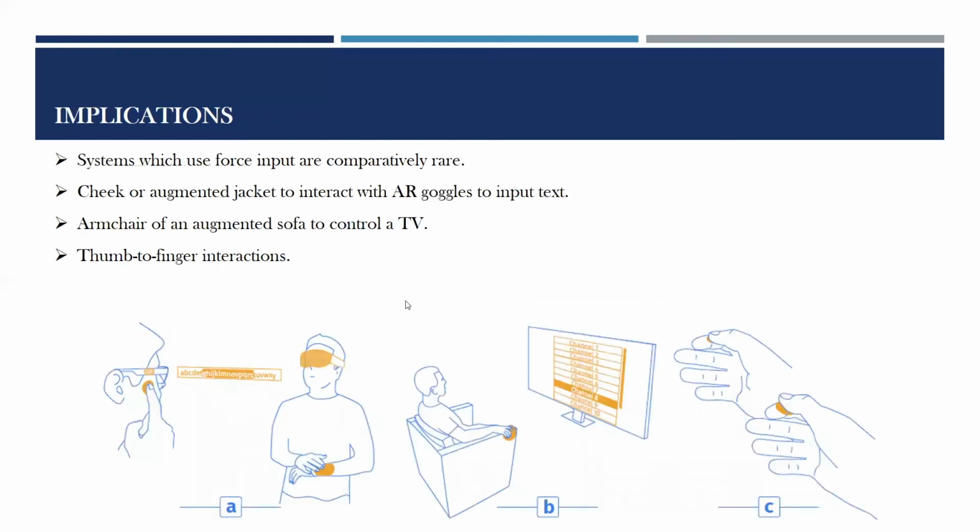It is found that systems that use force input are rare, and this is unfortunate, as with force input, one could interact on the cheek or on the sleeve to control AR goggles and input text using force. They could also interact on the armchair of a sofa to control a TV, or leverage force input in the context of thumb-to-finger interactions, as seen below.